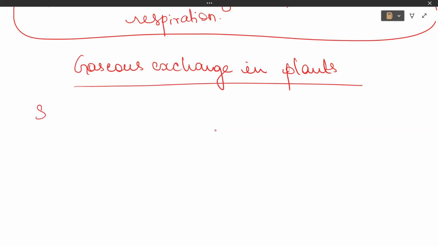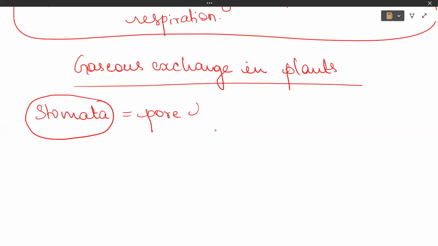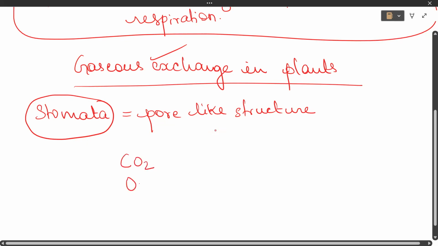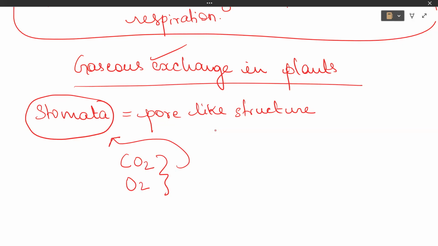Do you remember the structure which is known as stomata? Yes, ma'am. So this stomata is a pore-like structure, and this structure is responsible for the gaseous exchange in the plants. Understood? Both the carbon dioxide and the oxygen are exchanged through the stomata. For example, if the plant is taking in carbon dioxide, it will go inside through the stomata. And if the plant is giving out oxygen, it will come out from the stomata. Understood?